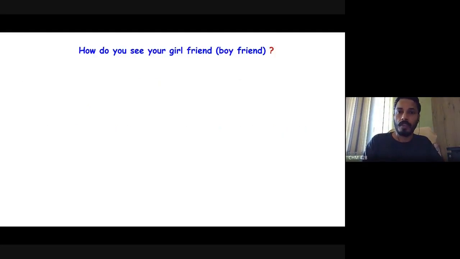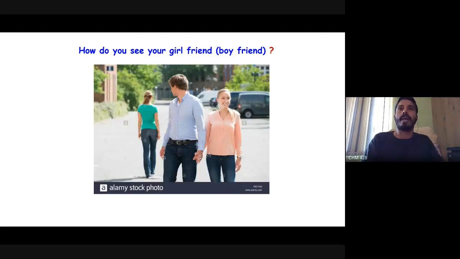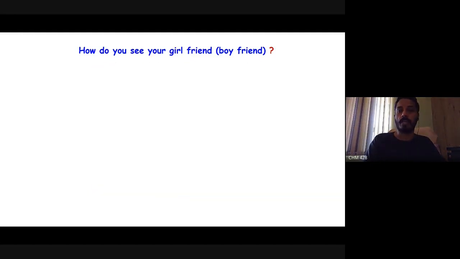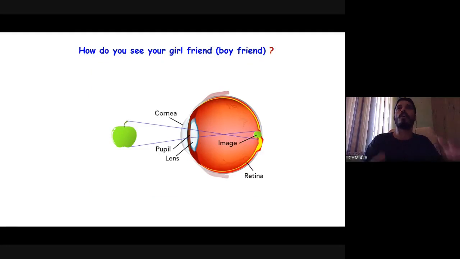The question is, how do you see your girlfriend or boyfriend? What is the science of vision? Whenever you look at, for example, your girlfriend or boyfriend, the tiny little cells in our retina, the rod and cone cells, pick up the black, white, and the color, and form an inverted image in your retina. Something like this. It forms first an inverted image in our retina.